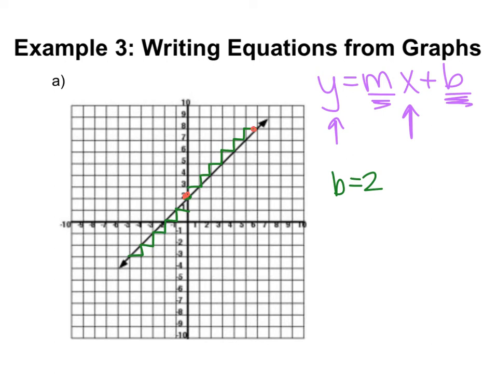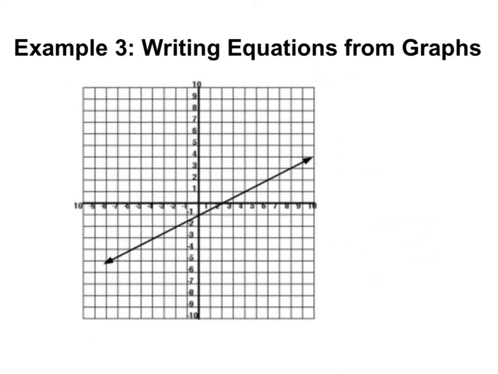So my m in this case is my rise over run, which is 1 over 1, which is just 1. So my answer is the equation y equals x plus 2. That 1 is there, but we just don't need to write it.